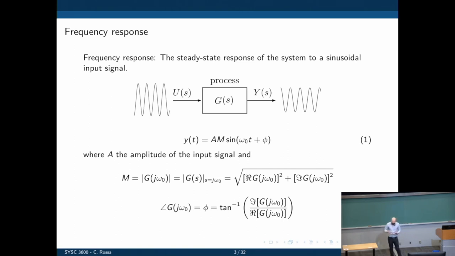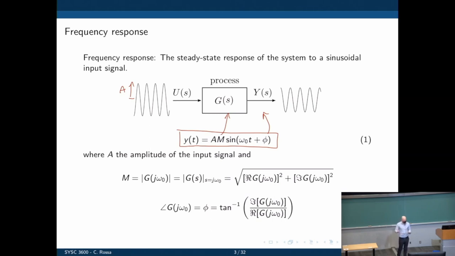The advantage of this analysis is that we know the output form, it will follow this, and you see two changes compared to the input. A is the magnitude of the input. M is the magnitude of G of S at a given frequency, and phi is the phase of G of S at a given frequency. So if you want to study the output of the system for a sinusoidal input, all we need to know is the phase and the magnitude of G of S, and that gives us all the information we need in order to calculate the output.